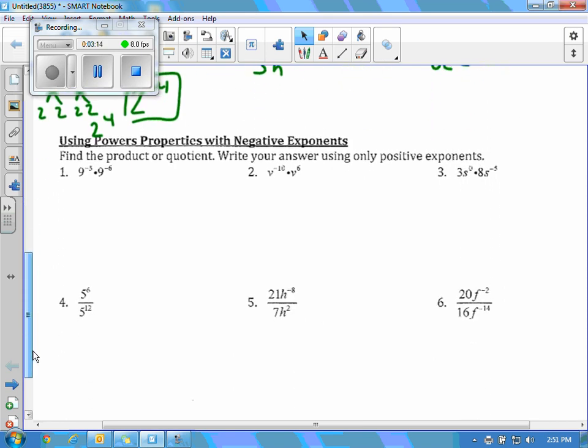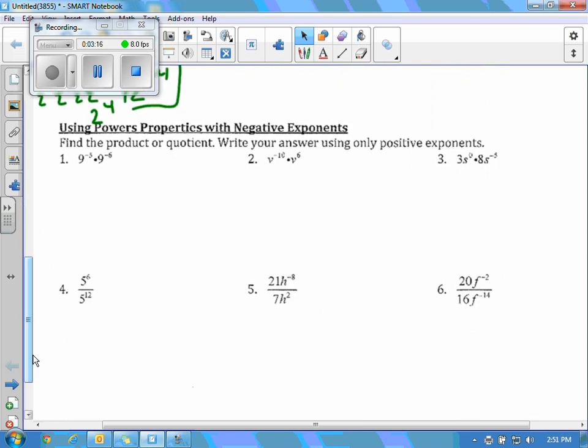On this bottom part, it says find the product or quotient. Write your answer using only positive exponents. So you've got quite a bit going on here. Alright, so I'm going to do a couple of these and then leave some of them to you. For number 1, we have 9 to the negative 5th times 9 to the negative 6. So taking it back to part 1, remember these have a common base of 9. That means I can add the exponents. So negative 5 plus negative 6 gives me 9 to the negative 11.